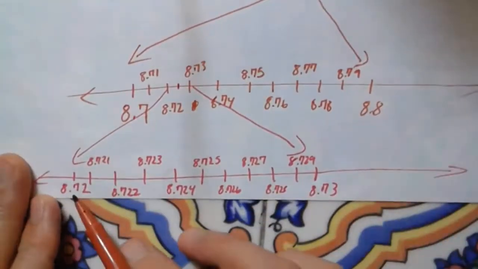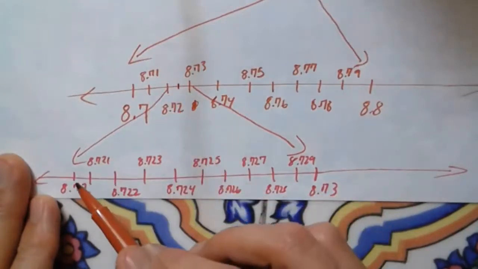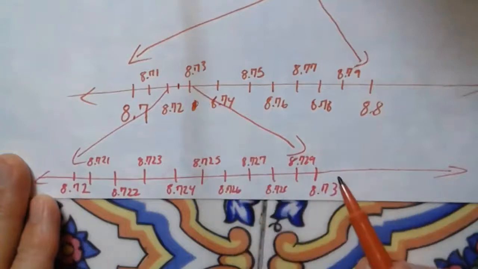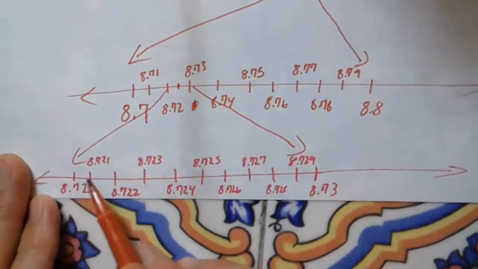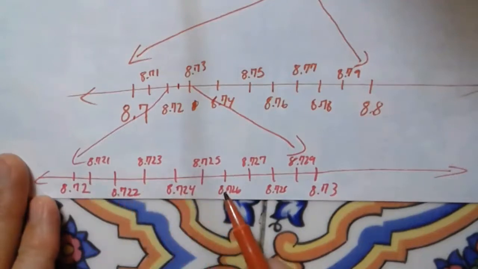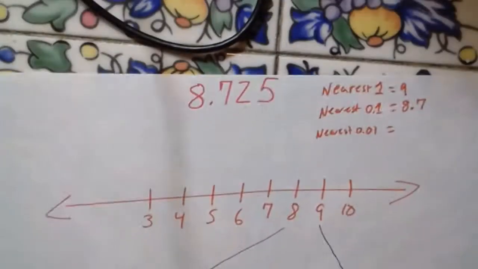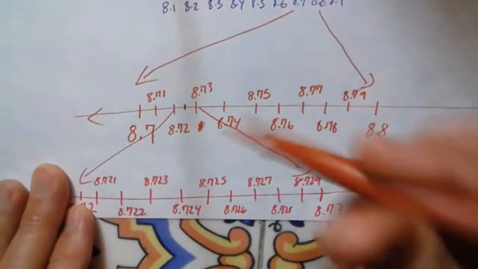So I counted by thousandths here. I took my 8 and 72 hundredths, placed it here, then 8 and 73 hundredths, placed it here. And now I'm counting by thousandths: 8 and 721, 722, 723, 724, 725, 726. And then my number is what? 8 and 725 thousandths, which is right here.